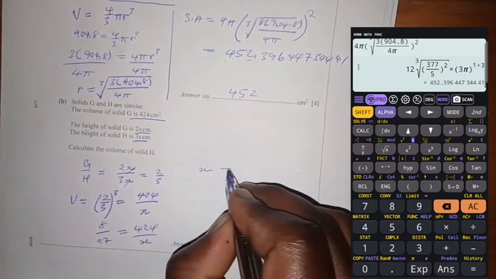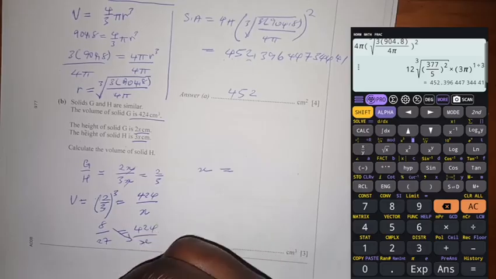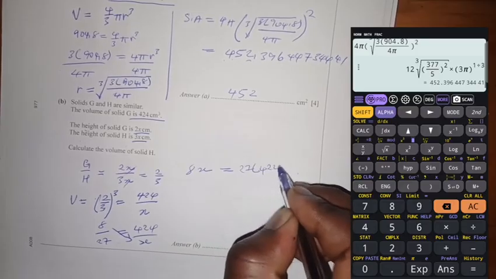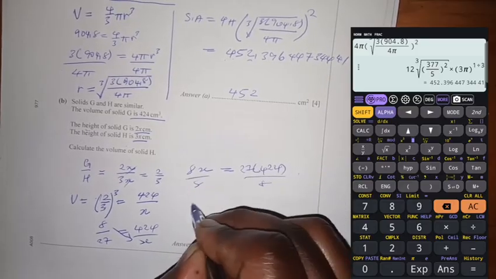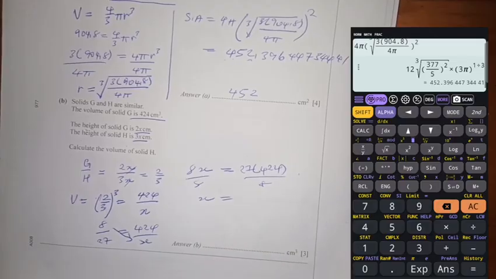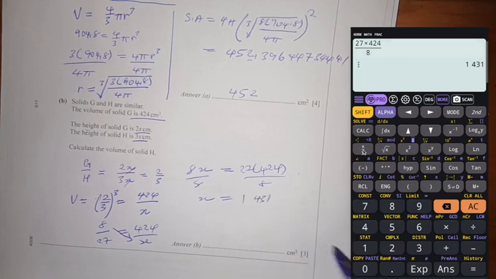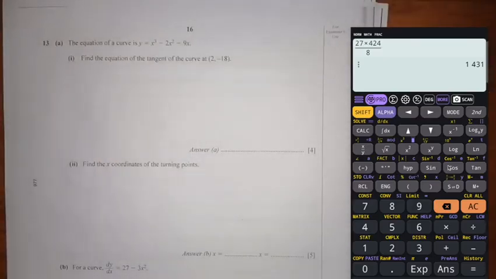So x is equal to, maybe let me go step by step. So that's 8x is equal to 27 times 424. So that my x is equal to, let's bring in our calculator. 27 times 424 over 8. Answer: 1431. That's the answer. Let's move on to the next question, number 13.